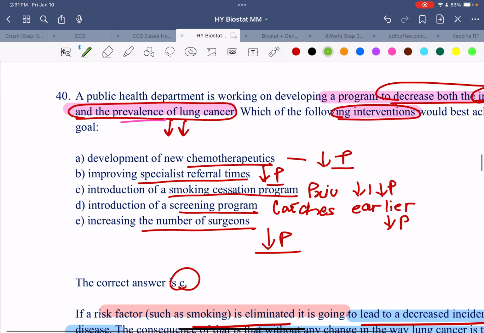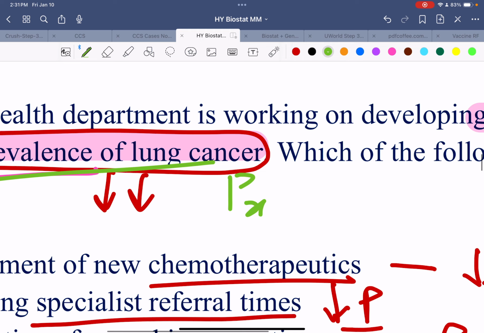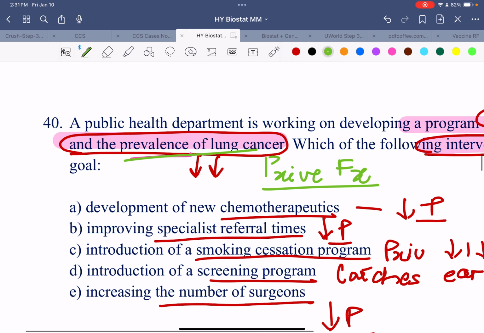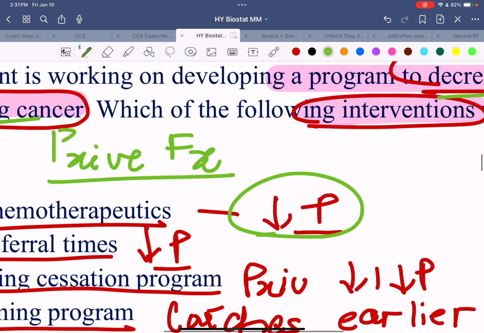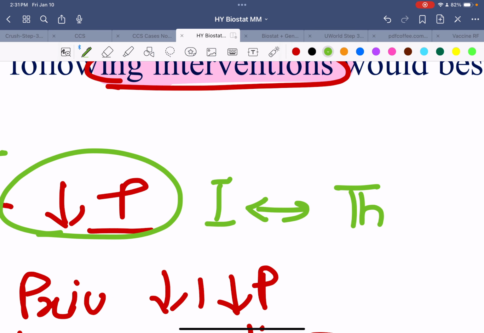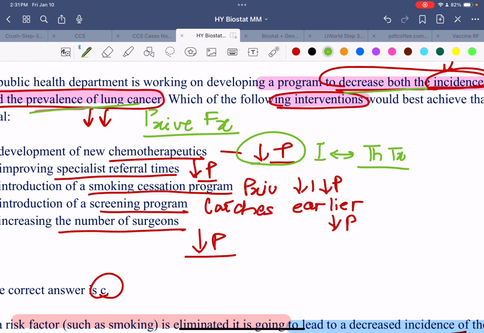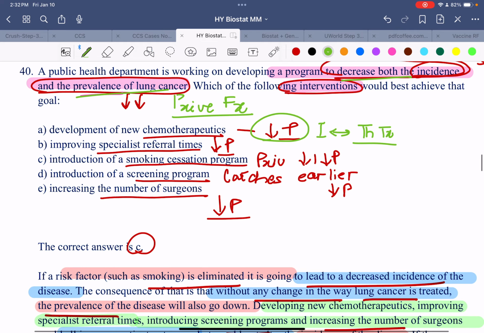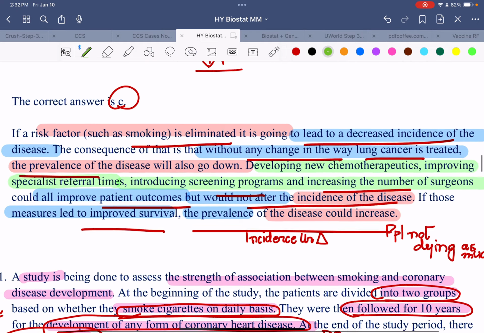So if you want to decrease both the incidence and the prevalence, remember you have to work on some preventive factor. If the preventive factor can be addressed, it means both the incidence and the prevalence would be decreased. Whereas if you just want to decrease the prevalence with the incidence remaining the same, then you need to work on some therapeutic agent or some treatment. That is such as surgeons, referral times, or the chemotherapeutic agents or something like that, right? So that is basically going to decrease the prevalence of the disease, right?